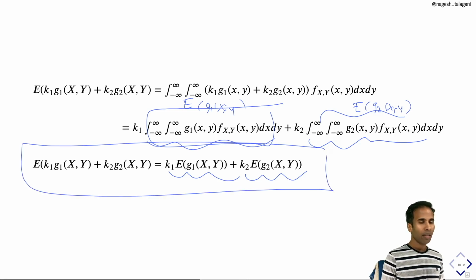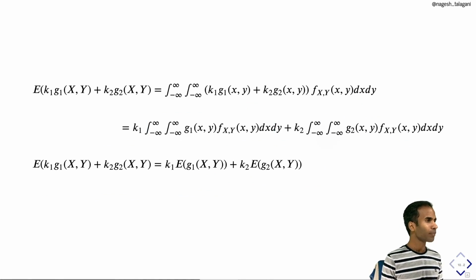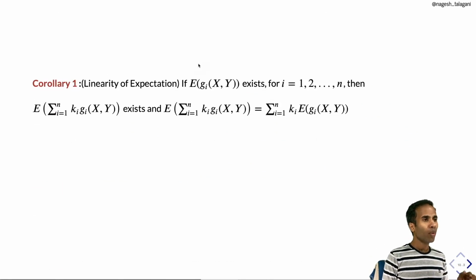If expectation of g1(X,Y) and expectation of g2(X,Y) exist, then expectation of every linear combination of g1(X,Y) and g2(X,Y) exists. Not only that, expectation of this linear combination is going to be the linear combination of expectation of g1(X,Y), expectation of g2(X,Y). Okay, fine. Next, Corollary 1.